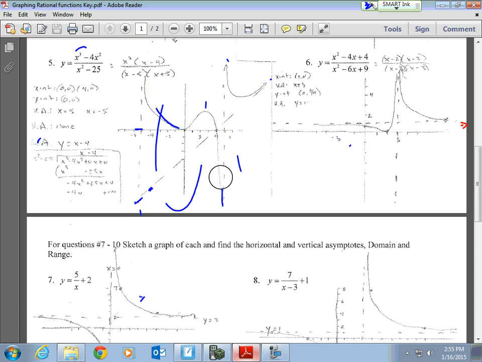Get rid of my mess. Question number 6. Same thing, graph everything. Not graph, sorry. Factor everything. Top factors into x minus 2 times x minus 2. Bottom factors into x minus 3 times x minus 3. Another way of writing the top is x minus 2 squared. Another way of writing the bottom is x minus 3 squared.